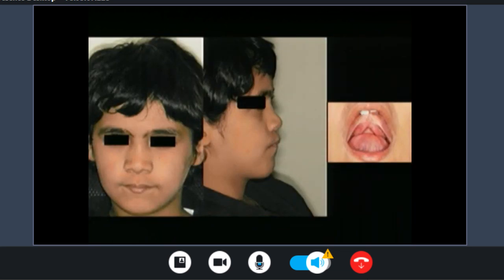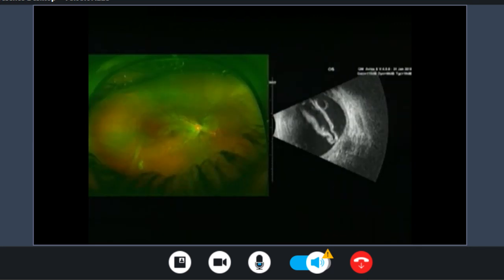This is a third patient. He has the typical facial features, and when opening the mouth, you can see the abnormal high arch palate and the abnormal uvula. This is his right eye. As I mentioned, the appearance of normal myopic fundus, no lattice, nothing. And this is the left eye. So he has a brisk light perception.